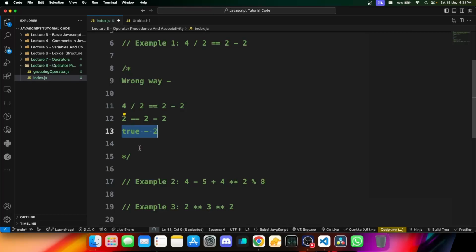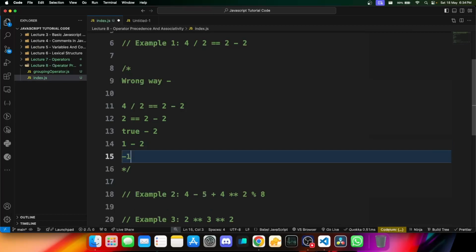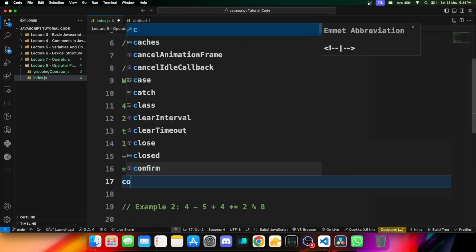Now, I know you don't know about type conversion, so just understand this: true would get converted to 1, and then we would get 1 minus 2. That would give us the result of minus 1. Now just to prove that true minus 2 would give you minus 1, I'm just going to console log that.